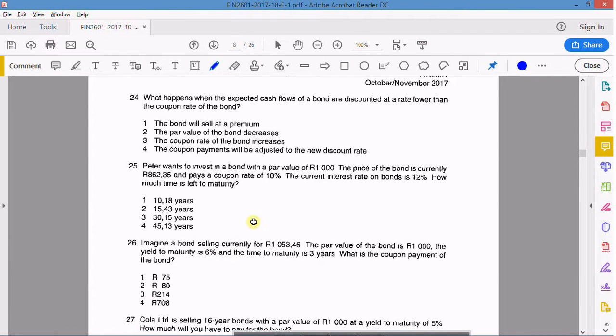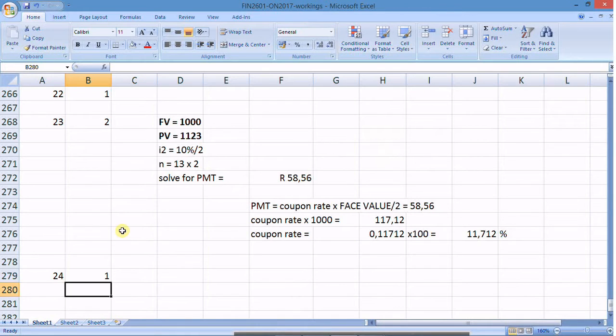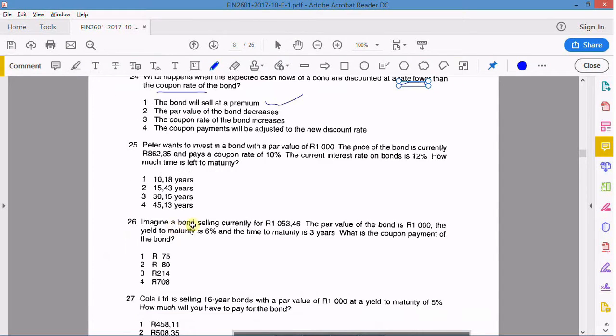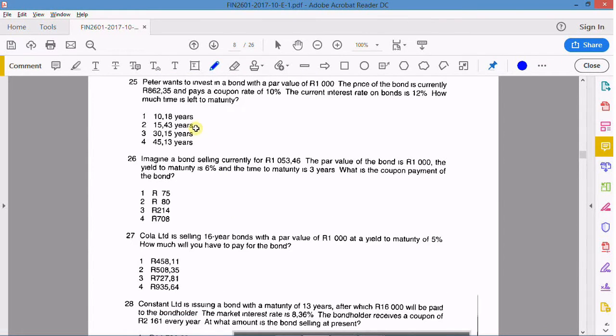Alright, what happens when the expected cash flows of a bond are discounted at a rate lower than the coupon rate of the bond? If the discount rate is lower than the coupon, the coupon is higher. So if the coupon's higher, the bond is at a premium. Yes, the bond will sell at a premium, number 1. I got that from the book. That's the theory question. It's either selling at a premium, a discount, or par. Correct.